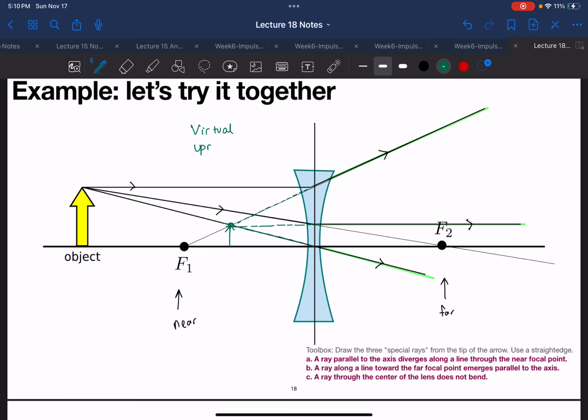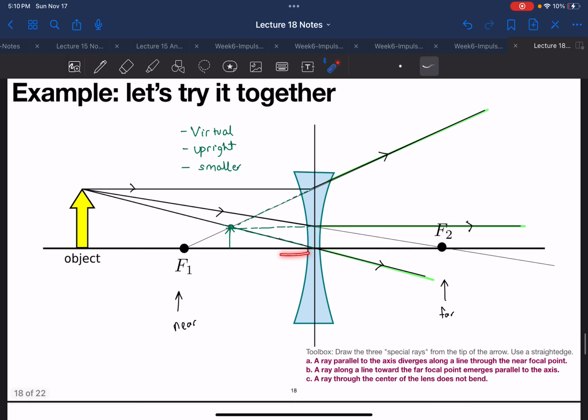Upright, because it's upright, we can see that. And then finally, we know that this image is smaller than the object. And if we were to have actual numbers for the focal length and an actual number for the object distance, what do we expect the image distance to be? Do we expect it to be positive or negative? And hopefully you realize that a virtual image gives us an image distance that is going to be negative.